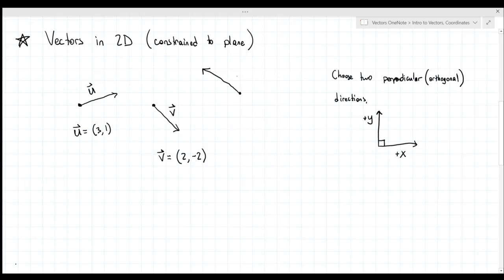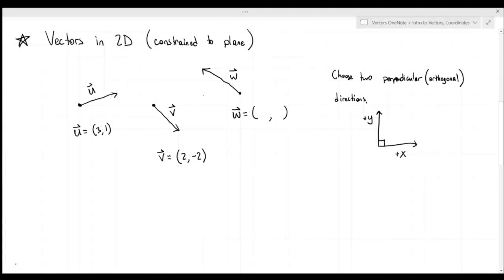And then finally, for this third vector here, w, could someone tell me what the x and y components of w would be? All right, very good. So the x component would be negative 3, because it goes 3 units to the left. And then the y component is positive 2, because it goes 2 units upwards. All right, good.